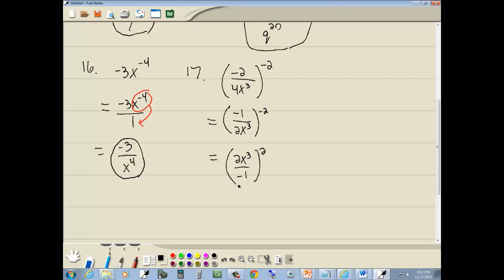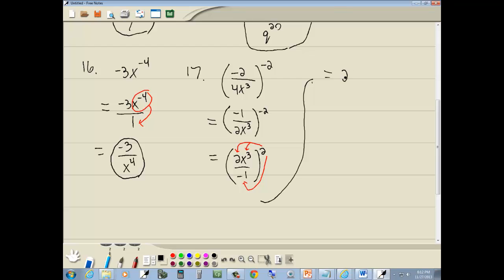Well, everything inside is either multiplication or division: 2 times x to the third divided by negative 1. So we'll take everything to the second power. I could actually get rid of that negative 1 before I did this, but I'll go ahead and do it this way. I like the fact that it demonstrates multiple things being taken to the second power.